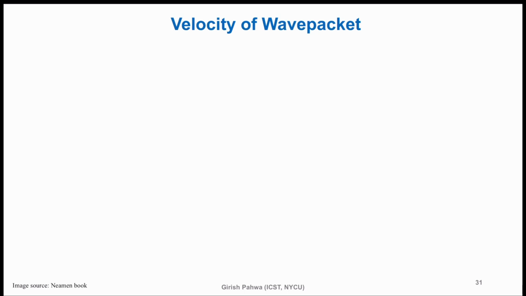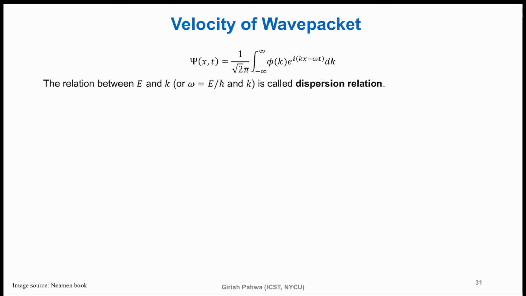But before we go into the velocity calculation, let me talk about one more thing, which is called the dispersion relation. The dispersion relation is the relationship between E and k. In a free particle case, you know that E is equal to h bar square k square by 2m. So that's the dispersion relation. Why the name dispersion will become clear in a moment. But the relation between E and k, or you can say omega and k also, because omega is also related to E, is called the dispersion relation.